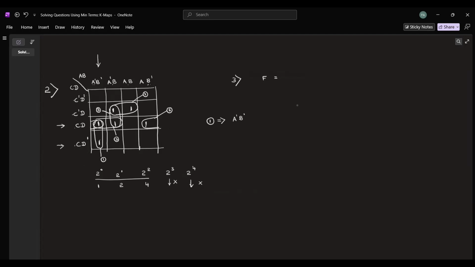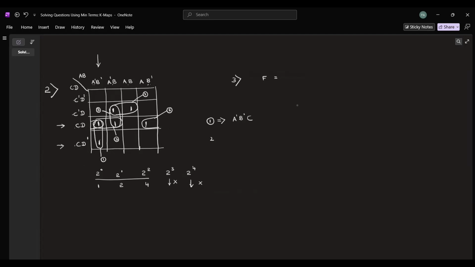C is present in both of them. But D and D bar are present in both of them, which means D and D bar will cancel out each other. That's how you have to think. So you will get A bar, B bar and C. A bar, B bar is present in both units in grouping 1. C is also present in both units of grouping 1. But D and D bar cancel out each other. So you will get simplified A bar, B bar, C.